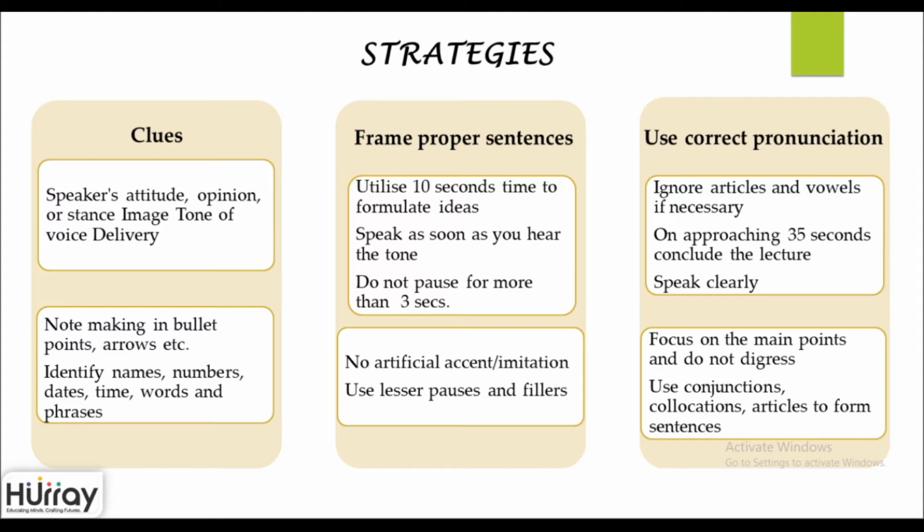Use correct pronunciation. If there are too many points, you can ignore articles and vowels if necessary. On approaching 35 seconds, conclude the lecture. Speak clearly. Remember, when you're taking down notes, you don't need to write full sentences as you will lose out on time, and therefore ignore articles and vowels at this point. Focus on the main points and do not digress. Make sure you use conjunctions, collocations, and articles to form the sentence when you're finally speaking into the microphone.